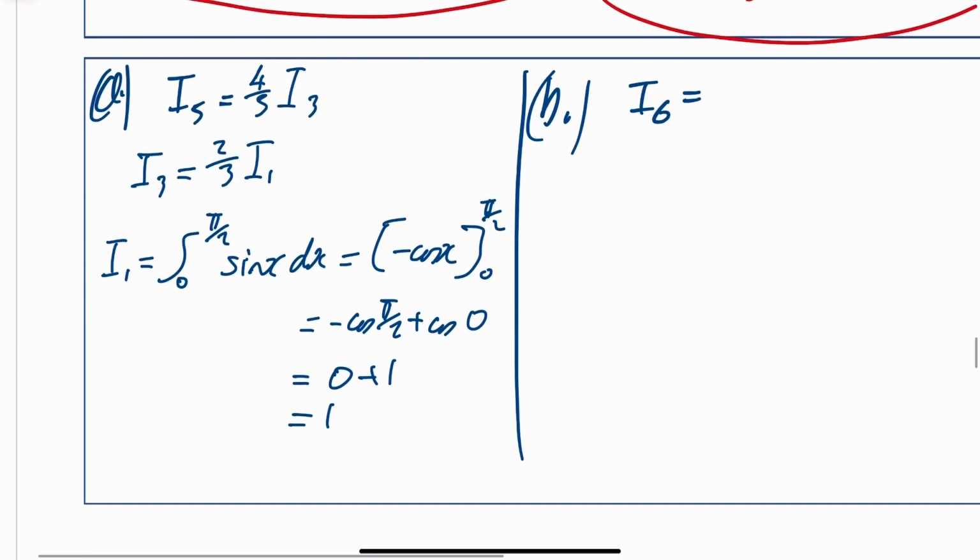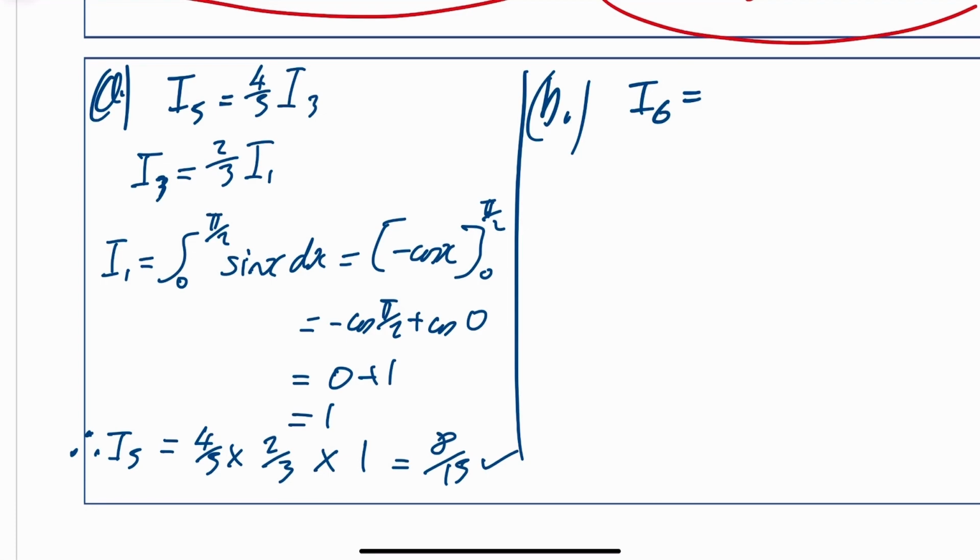And if you did that out, you're just going to get 0 plus 1, so it's just 1. So then put that back in. That means your I5, and you could build up to it as well, but I'm just going to jump in. My I5 was 4 over 5 times I3, and I3 was 2 over 3 times I1, which we now know is 1. And if you do that out, you'll get 8 over 15.